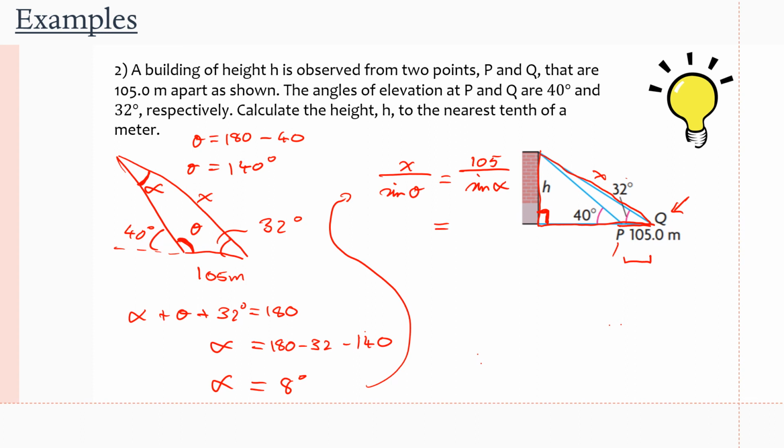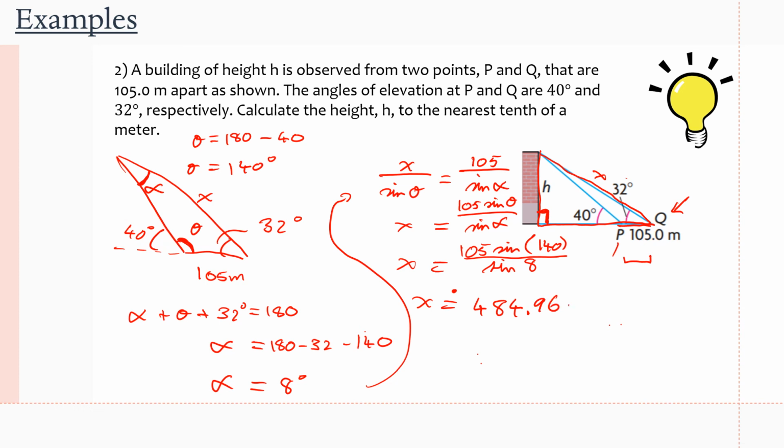So if we multiply both sides by sine of theta, we get x equals 105 sine of theta all over sine of alpha. Okay, now if we substitute everything in, we get 105 sine of theta, which is 140, over sine of alpha, which is 8. And this will give us 105 times sine of 140 divided by sine of 8, which will give us about 484.96 meters.